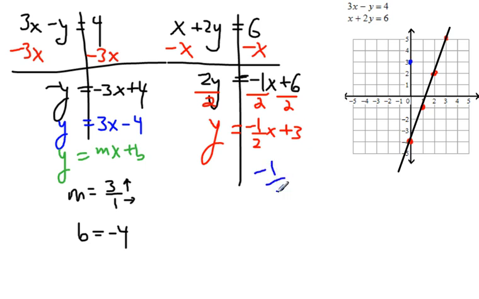Negative 1/2. 1 down, 2 to the right. Do that a couple of times. Get my other line going right here, and draw the graph right through those. And wherever this crosses, that's going to be our solution.